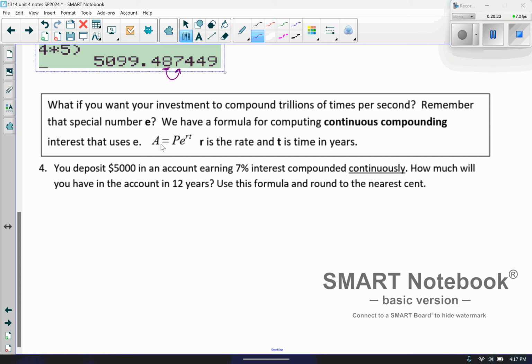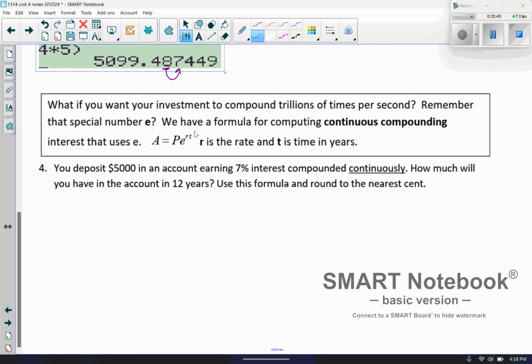And this one's actually one of the easier formulas to work with. So it's A equals P e raised to r times t. A lot of times people call it PERT, P-E-R-T. And so we still have r as our rate, and t is time in years, okay? And we're going to use e as the base right there.